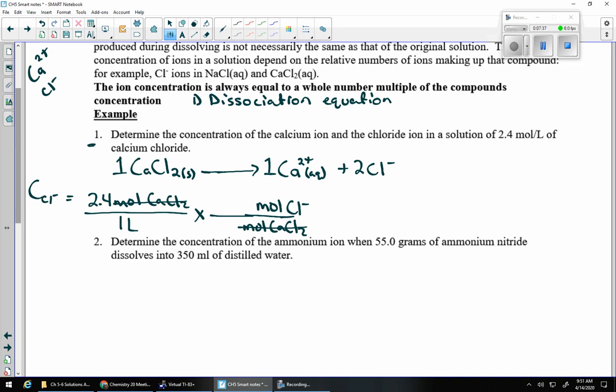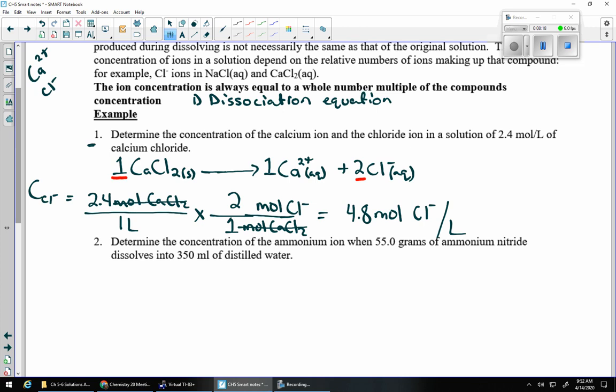Now I just have to look at the mole ratio. So what it's telling me here is for every 1 calcium chloride that is being dissolved, we end up with 2 chloride ions. So the 2 goes with the moles of chloride, and the 1 goes with the moles of calcium chloride. So when I multiply this out, I end up with 2.4 times 2, so that would be 4.8 moles of chloride per liter. And I forgot to put aqueous there.